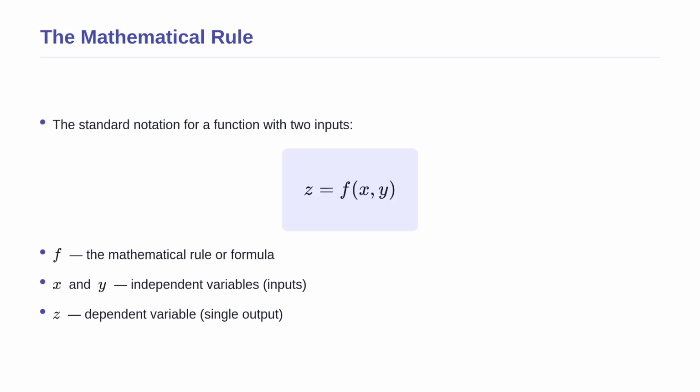This brings us to the mathematical notation that represents these concepts. We write z equals f of x comma y. Here, the letter f represents the function or the mathematical rule we are applying. The variables x and y inside the parentheses are the independent variables, meaning they are the inputs you freely get to choose. The variable z is the dependent variable because its final value depends entirely on what you chose for x and y. If either input increases or decreases, the output z will change accordingly based on the specific rule defined by f.